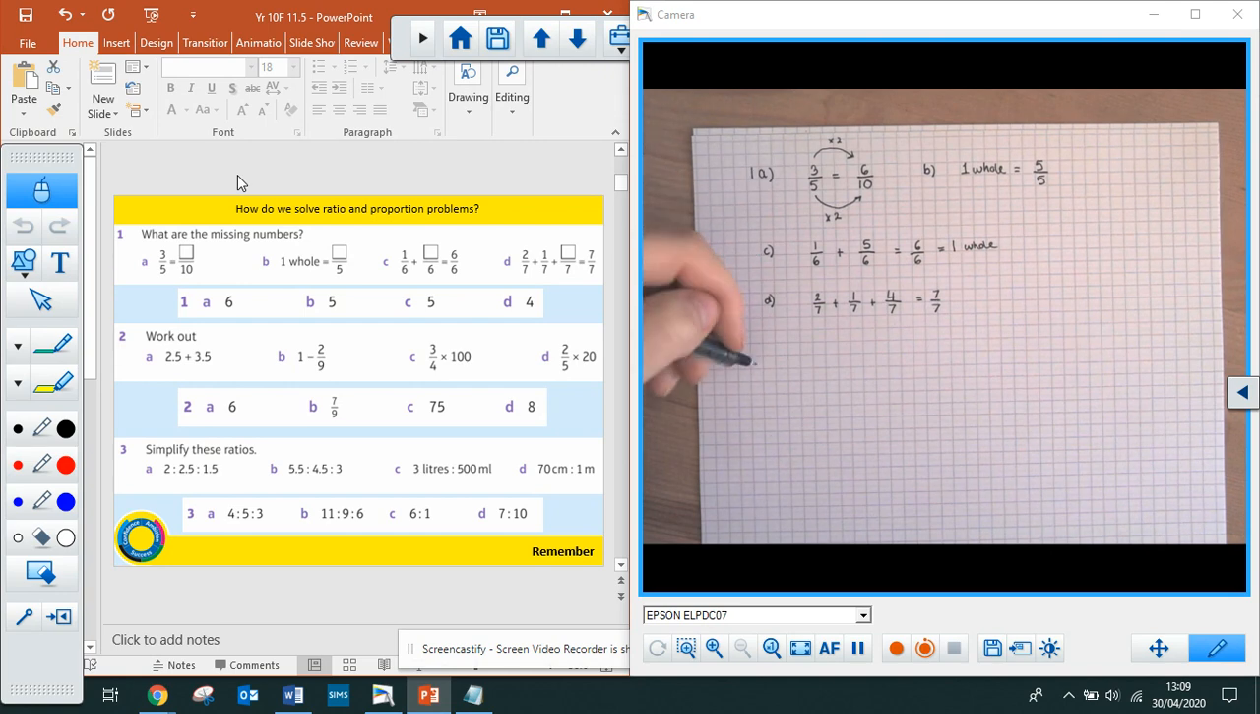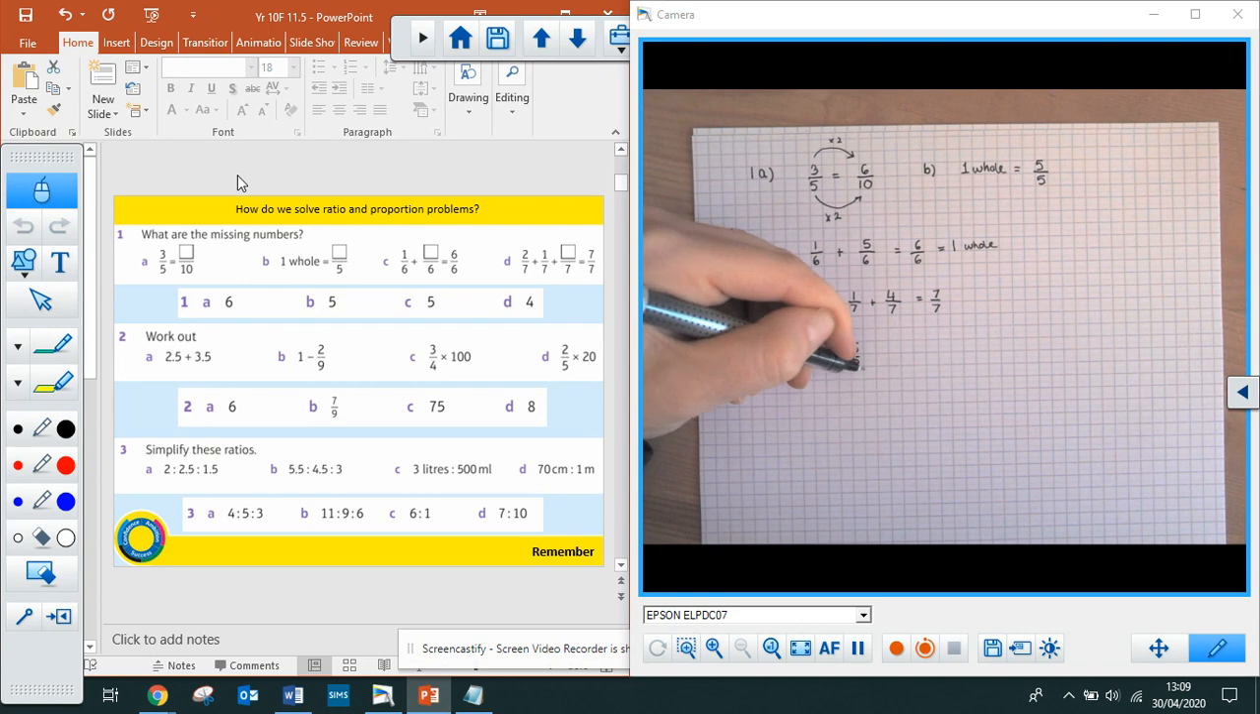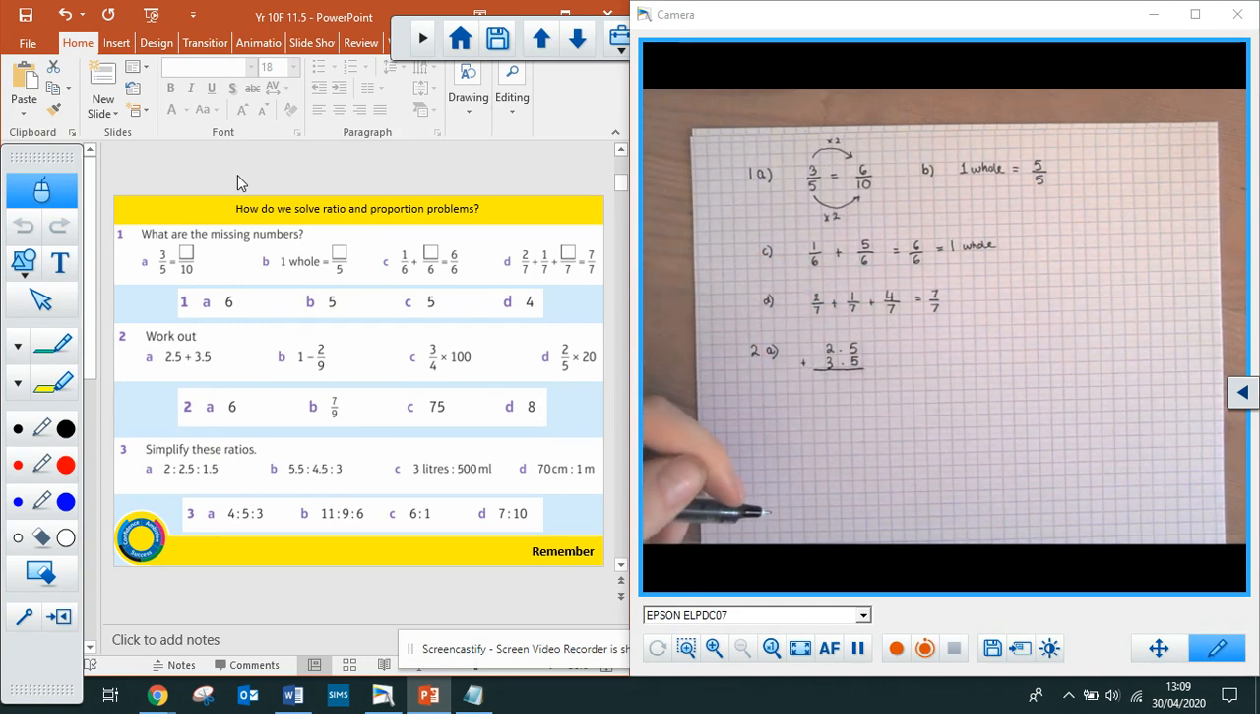Question 2. It just says work out 2.5 plus 3.5. You might be able to do that without using the column method, and that's brilliant. But just use the column method if you're not sure otherwise. Remember, line up your decimals for your answer.